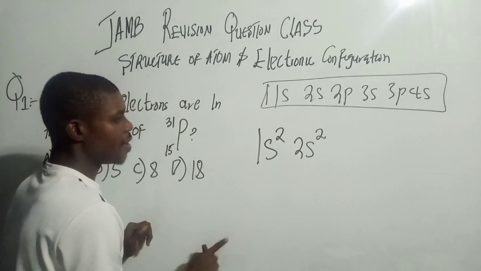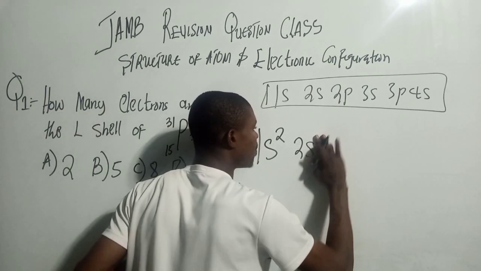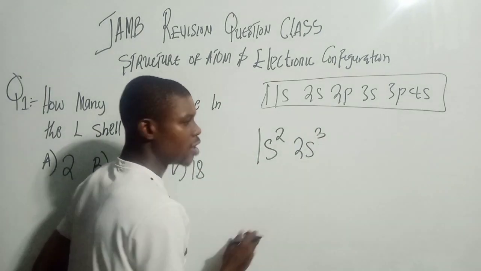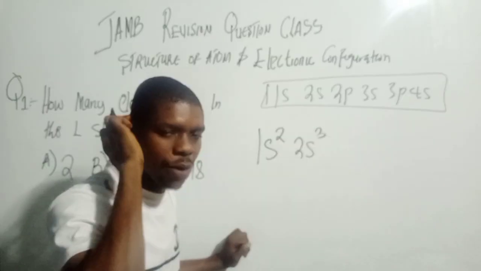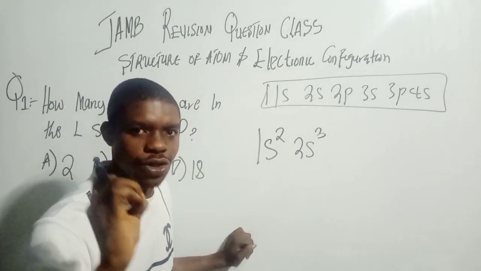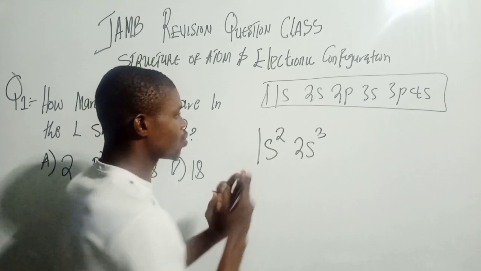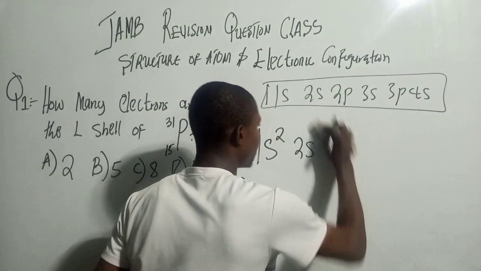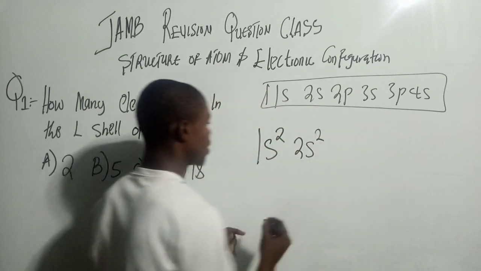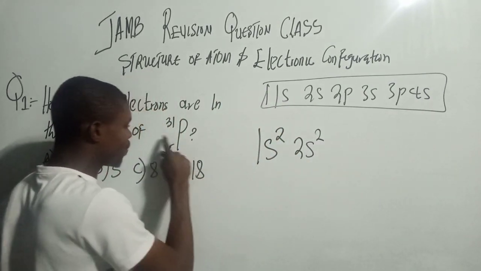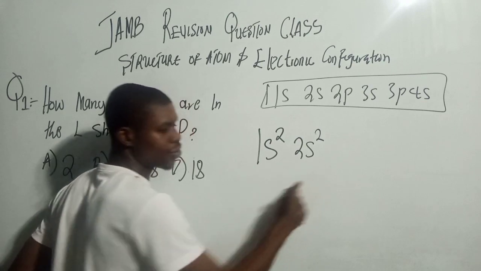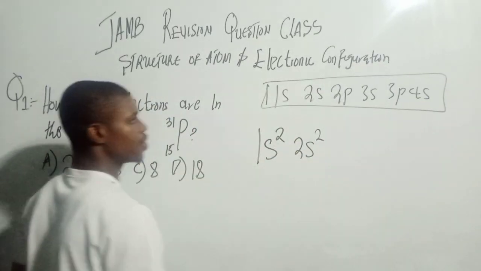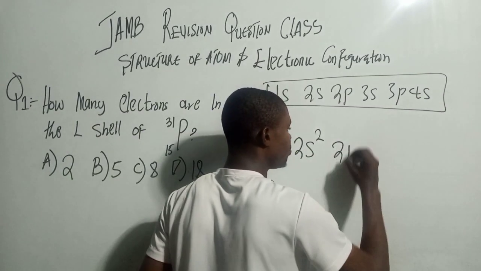2s2. Do that. Now here, there is no way I can put more than 2 here. Please understand. Do you know the reason why? Because s can accommodate only 2 electrons, either 1 or 2. So anything more than 2, there's no way. So you have to remove it and put 2. Do you get that? So it means that out of the 15 electrons, I've used 4 electrons.